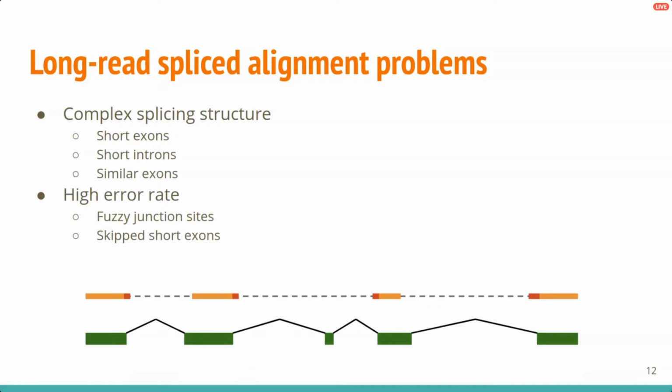And of course, if we talk about raw PacBio or nanopore sequencing, the high error rate also complicates this problem. You have fuzzy junction sites. That means you cannot exactly detect where your intron is because of errors near the splice sites. And again, because of poor read quality, you may not map short exons, even if they are not 10 base pairs, maybe more. But if you have 10 errors in a 50 base pair exon, it's very likely that you will not map it correctly.